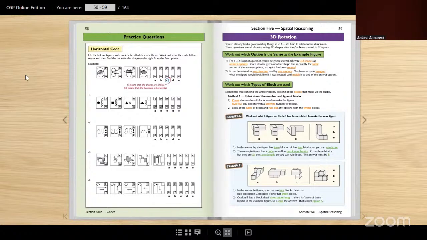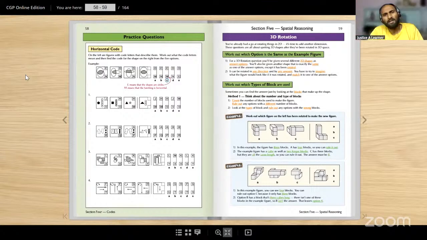So you've already had a go at rotating things in 2D. It's time to add another dimension. These questions are all about spotting 3D shapes after they've been rotated in a 3D space. Work out which option is the same as the example figure. For a 3D rotation question, you'll be given several different 3D shapes as answer options. You'll also be given another shape that is exactly the same as one of the answer options, except it has been rotated.